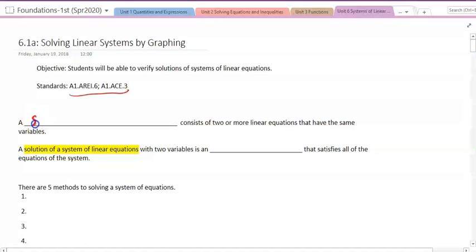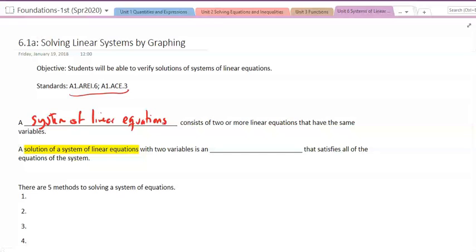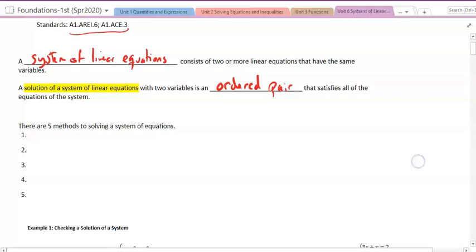So a system of linear equations consists of two or more linear equations that have the same variables. And so a solution of a system of linear equations with two variables is a what? Well, think about what could happen to this. Well, it would be an ordered pair because we're looking at points on the graph. And so again, the solution of a system with two variables is an ordered pair that satisfies all of the equations of the system.